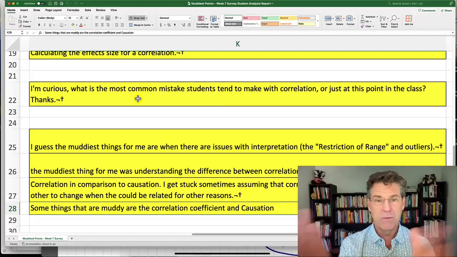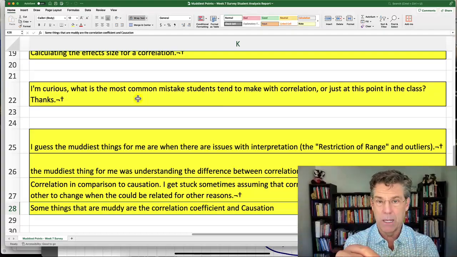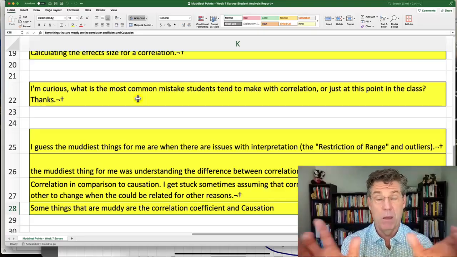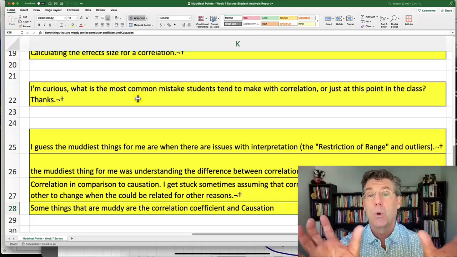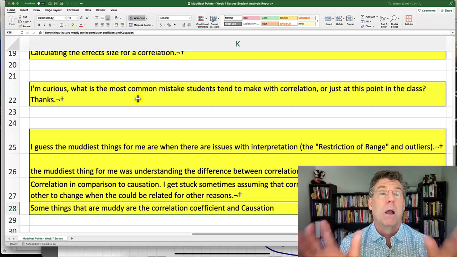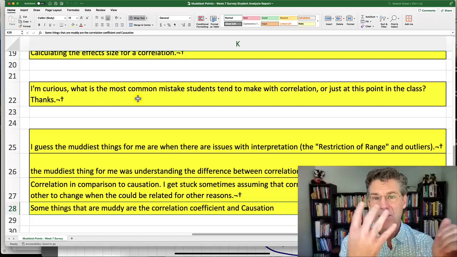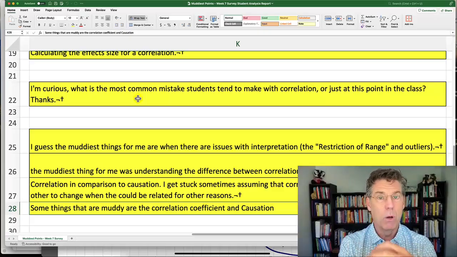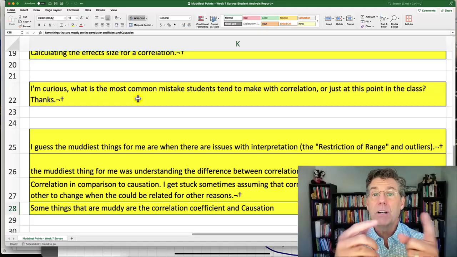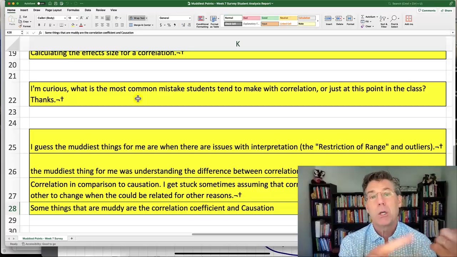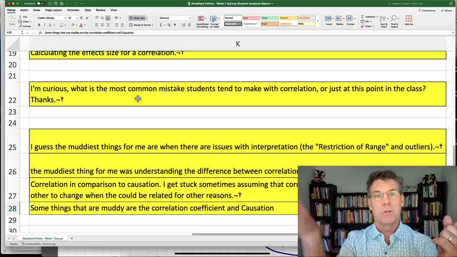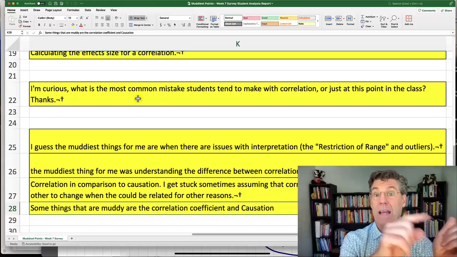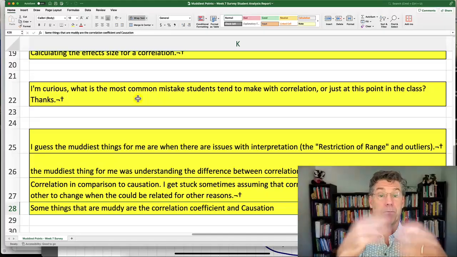Let's say two variables are related. In our case, study time and grades are related. They have a reasonably strong or moderate positive correlation. Essentially, think of it as four possible reasons, and we don't know which of the four is correct. The first is, yes, it could be that studying causes you to do better in school. That is possible. That is A causes B.